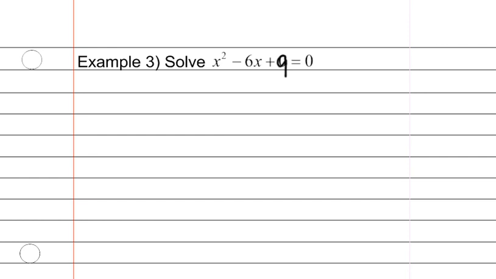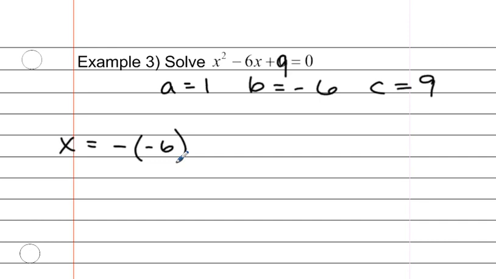Okay, so again, we have a is 1, b is negative 6, and c is 9. So let's see if we can remember the quadratic formula. So negative b would be the negative of negative 6. Now, if you saw ahead of time that the negative of negative 6 would be positive 6, it's okay if you just wrote 6 there.